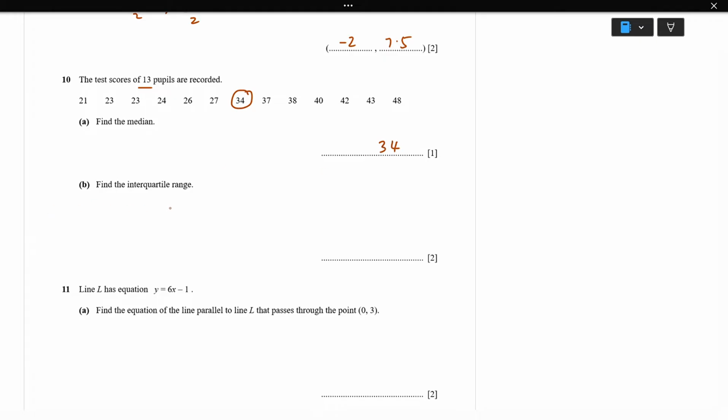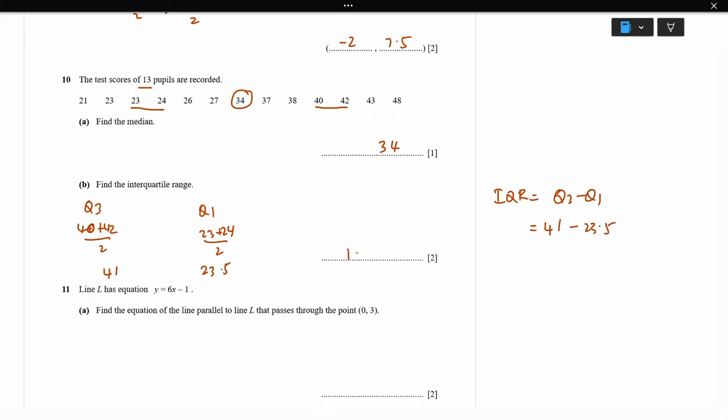Next, find the interquartile range. From here, the midpoint of the lower half is going to be 23 and 24, the lower quartile, and here is 40 and 42, the midpoint. So Quartile 3 is going to be 40 plus 42 over 2, which is 41, and Quartile 1 is going to be 23 plus 24 over 2, which is 23.5. The interquartile range is going to be Q3 minus Q1, which is 41 minus 23.5. The answer is 17.5.